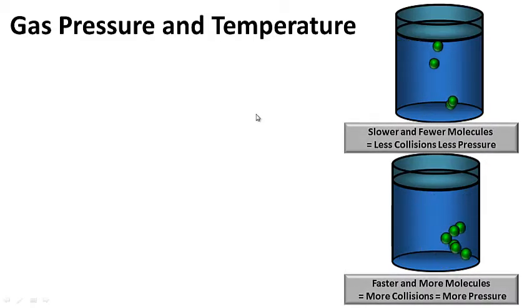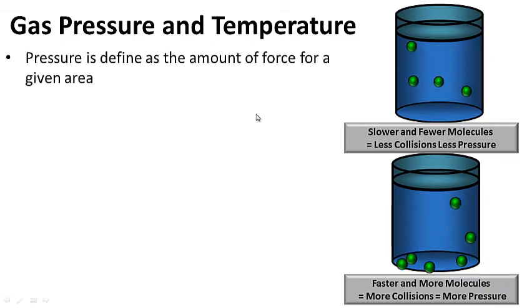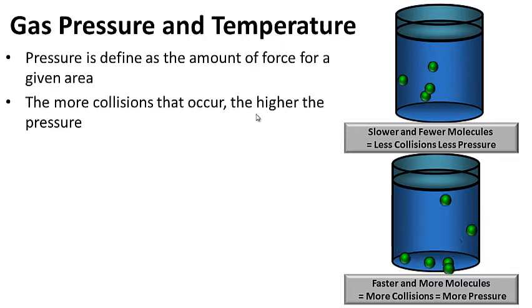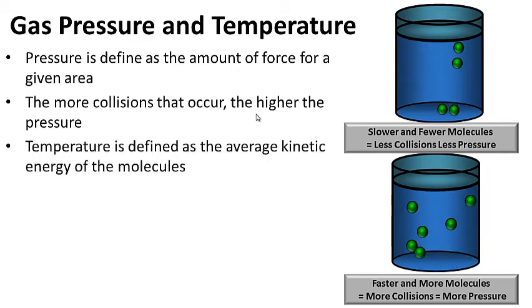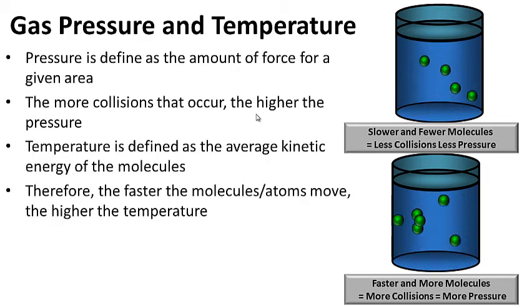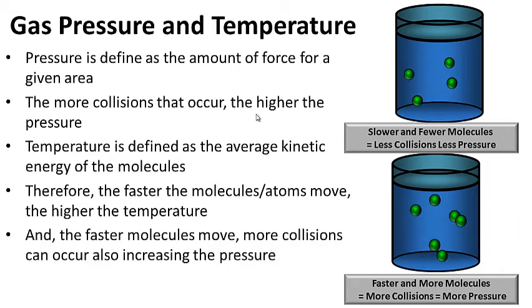All right, so gas, pressure, and temperature. Pressure is defined as the amount of force for a given area. The more collisions that occur in a gas container, the higher the pressure in that container. Temperature is defined as the average kinetic energy of the molecules. Therefore, the faster the molecules or atoms move, the higher the temperature in the container. And the faster the molecules move, more collisions can occur, also increasing the pressure.